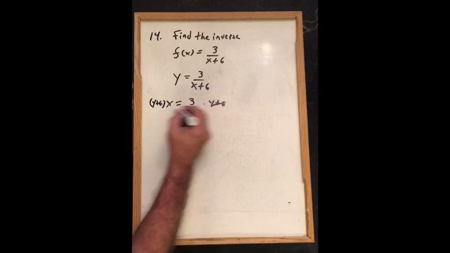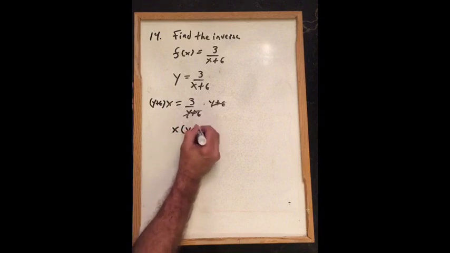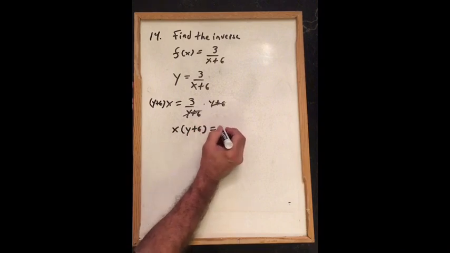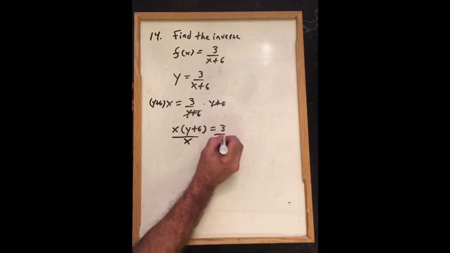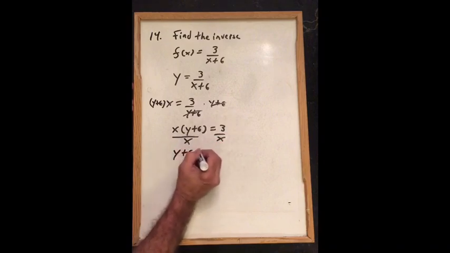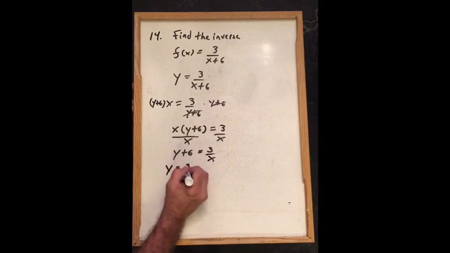Those cancel, and I'll distribute here a little bit to get, actually I'm not going to distribute, I'm going to write it like this: x times (y plus 6) is equal to 3. Then I'll divide both sides by x. So y plus 6 is equal to 3 over x. So y is equal to 3 over x minus 6.